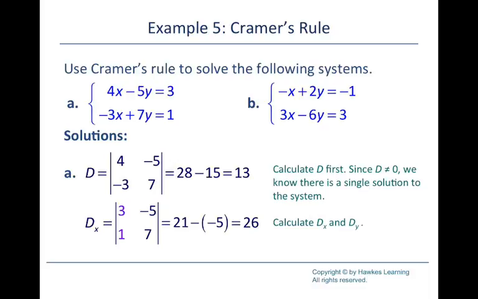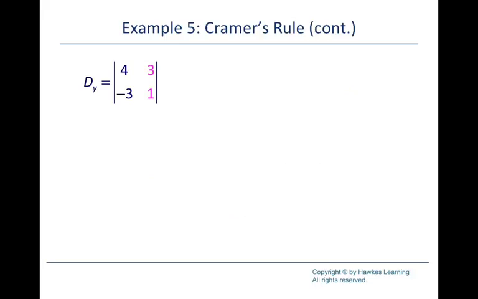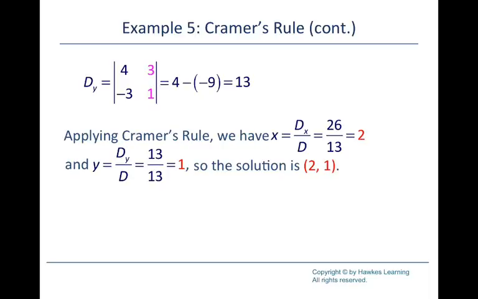Now we can calculate x. X is Dx over D. We can get Dy. Again, you replace the y column with 3, 1. Now Dx over D is 26 over 13, so x is 2. Dy over D is 13 over 13, so y is 1, and the solution is 2, 1. So we found the solution to our system.